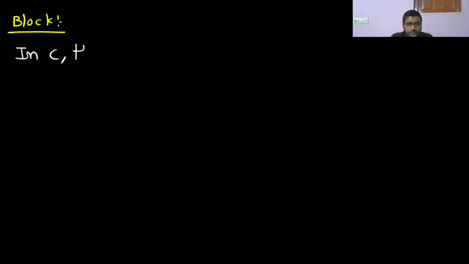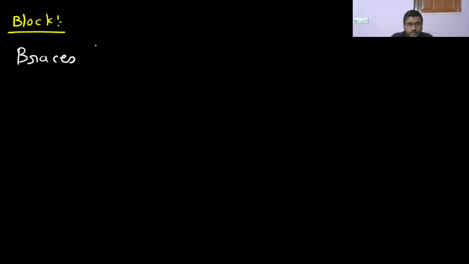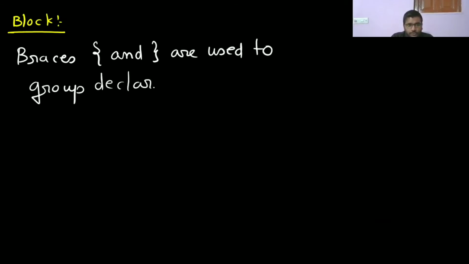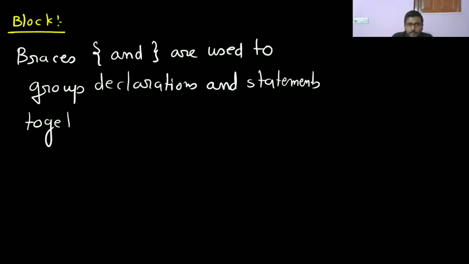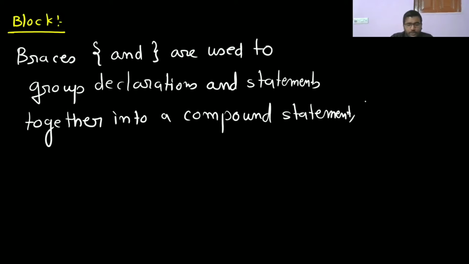In C, braces, opening and closing, are used to group declarations and statements together into a compound statement. That is called a compound statement. Or it is even called a block. So you can say it as a compound statement.